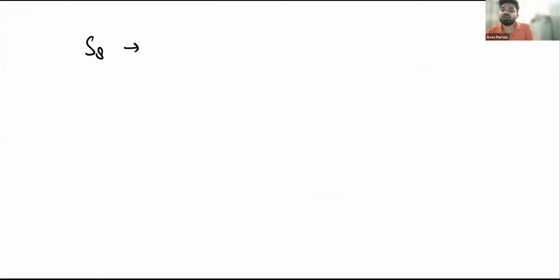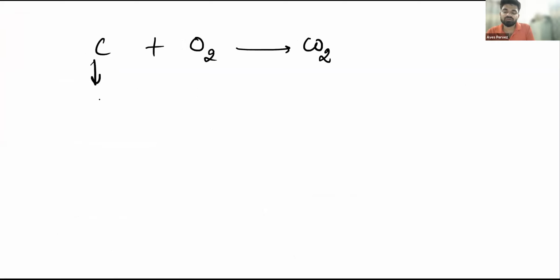So let's move further. If carbon reacts with oxygen to give you CO2, and the simplest ratio for this one is 3:8:11, and if we have 0.5 grams of this one, then how many grams of oxygen will be required, and how many grams of carbon dioxide will be formed?